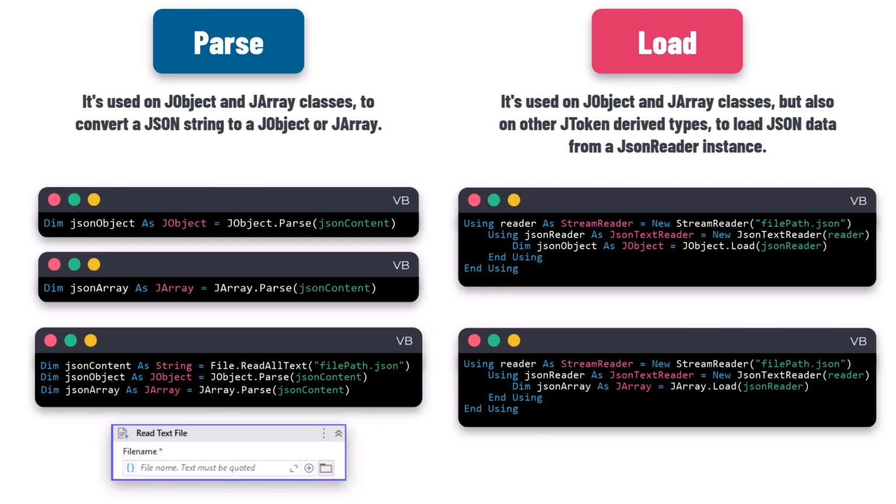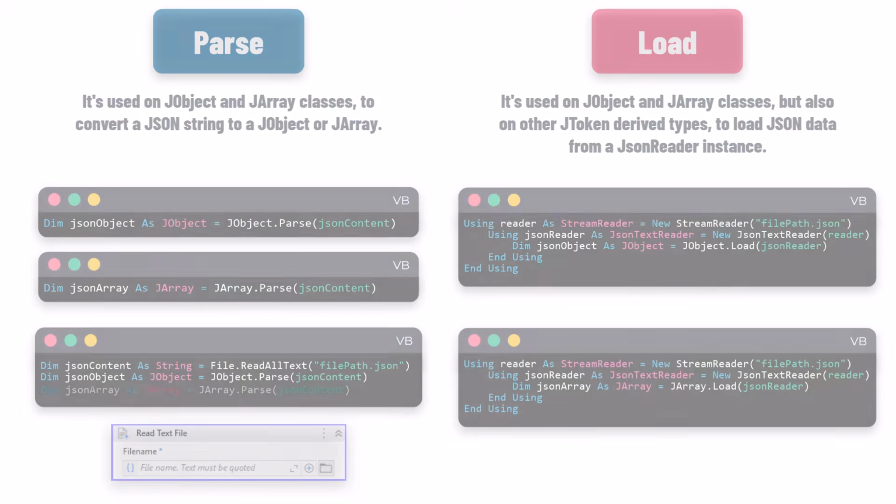In summary, parse method is used once we have the JSON as string, and load method is used once we have the JSON inside a file. That's all about both methods, which we will use later in the examples. Let's start with the first example.